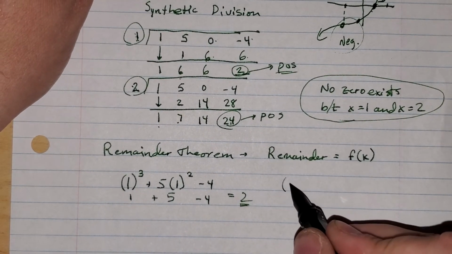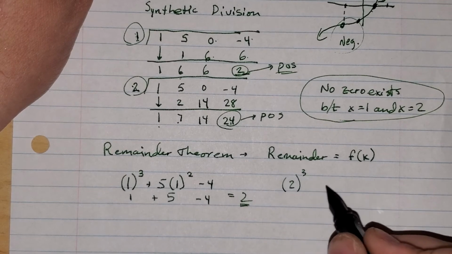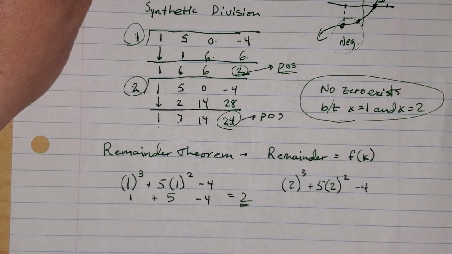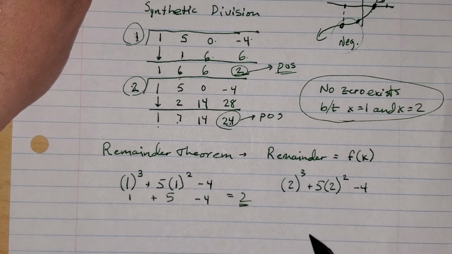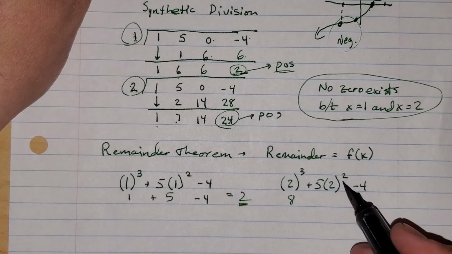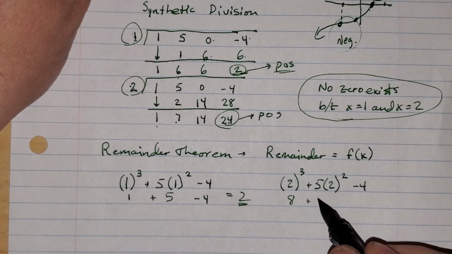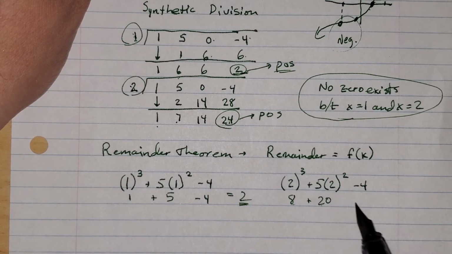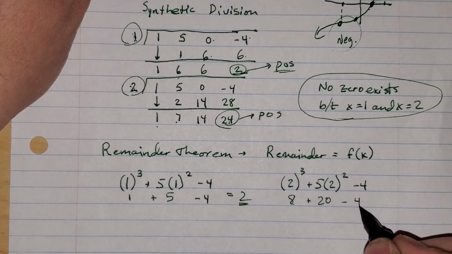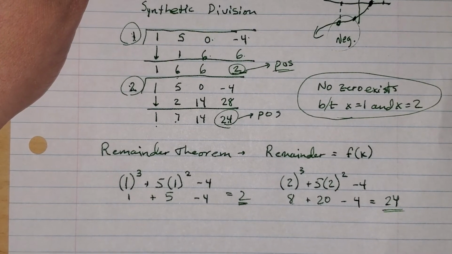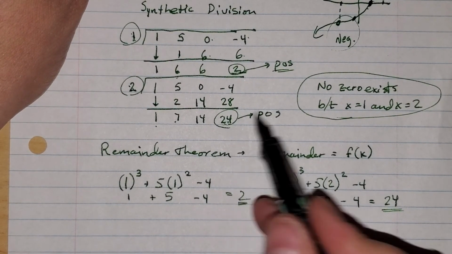I'm going to say x cubed plus 5x squared minus 4. All right, well, 2 cubed is 2 times 2 times 2, which is 8. 2 squared is 4. 5 times 4 is 20. And 8 plus 20 is 28. 28 minus 4 is 24. Ta-da!